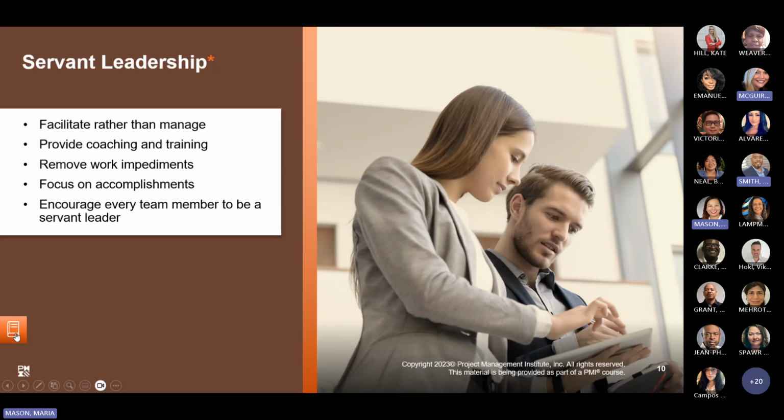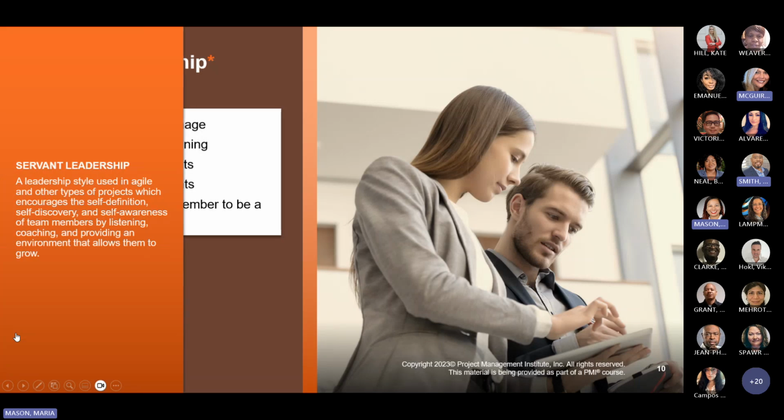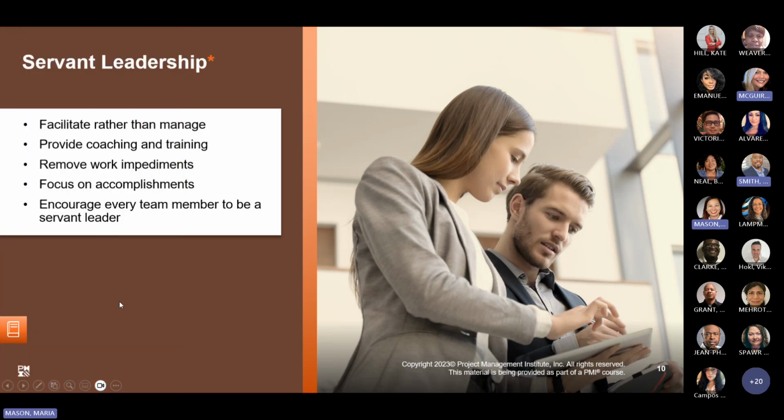Servant leadership. We hear about it all the time, right? It's a leadership style used in agile and other types of projects that encourages the self definition, self discovery, and self awareness of team members by listening, coaching, and providing an environment that allows them to grow. So, servant leadership is going to be a key concept throughout the PMP exam. And honestly, as well as if you're working in a project manager role, you'd already know that, or if you're striving to be one. Servant leadership is key.